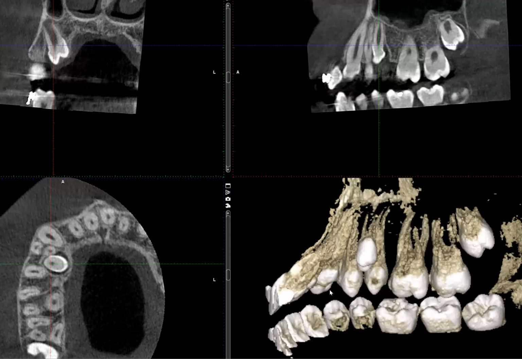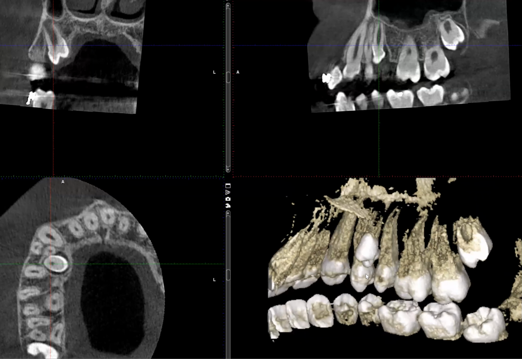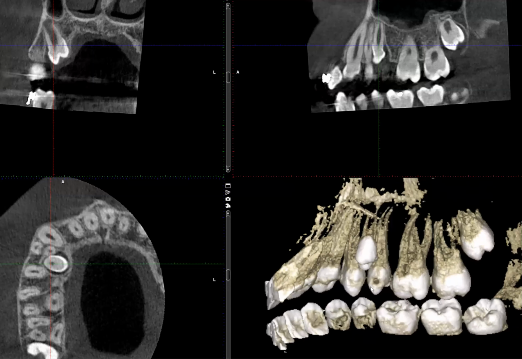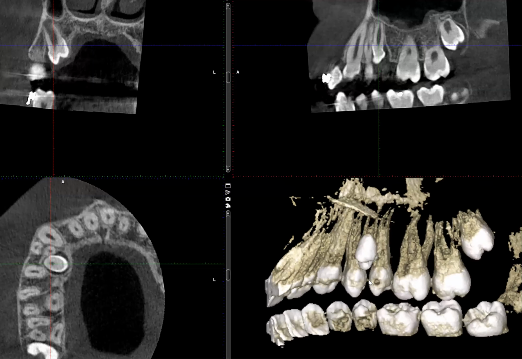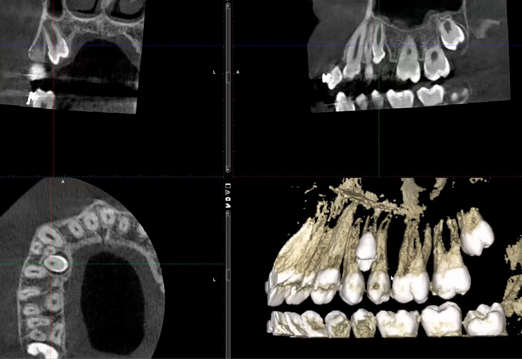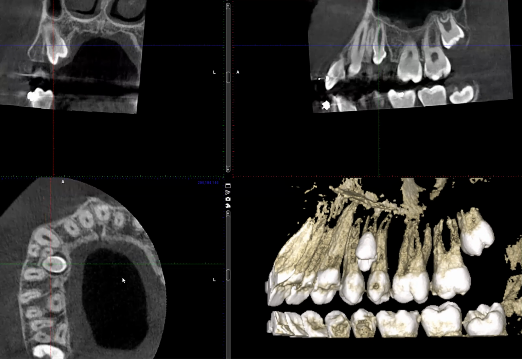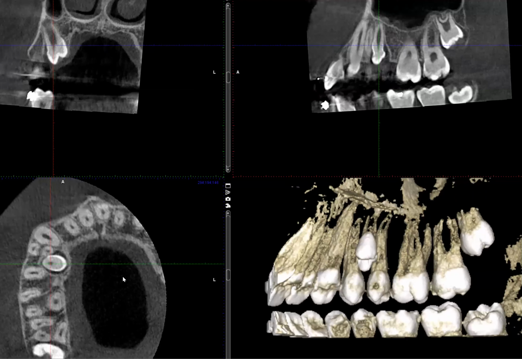So again, having a CBCT is really helpful as a surgeon or for someone who will be extracting this tooth. You definitely want to know the relationship between the supernumerary and the adjacent teeth. So again, CBCT has proven to be a very important imaging tool for extraction of either third molars or, in this case, of a supernumerary.